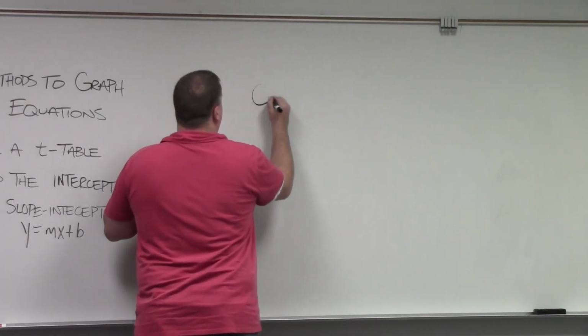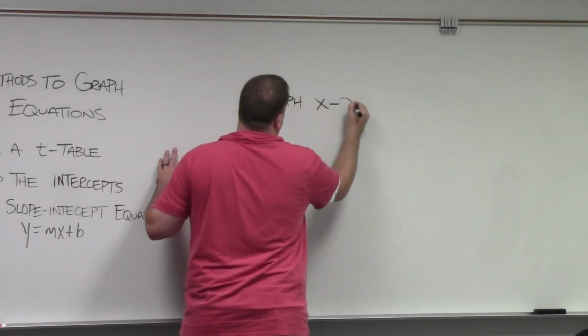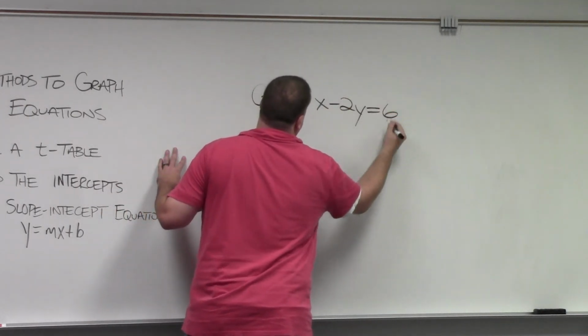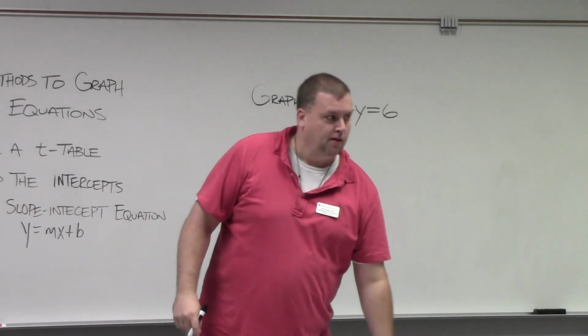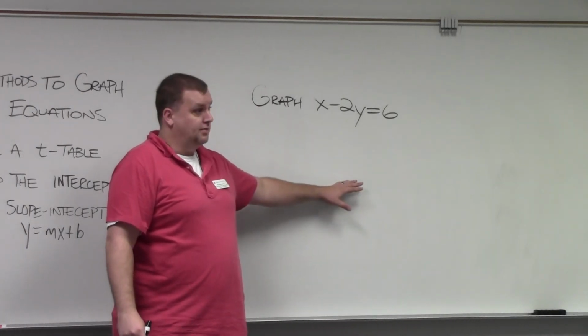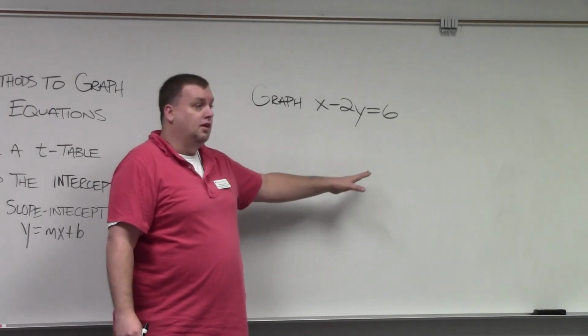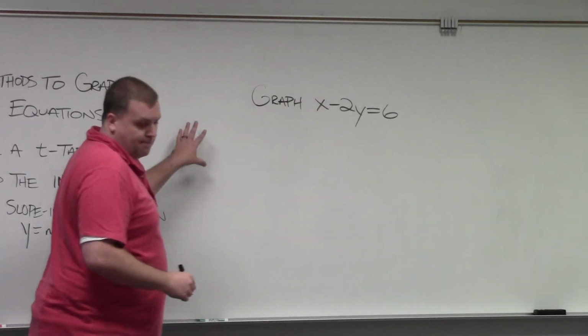Okay. So it says graph x minus 2y equals 6. Well, that equation looks familiar, doesn't it? That was the first one you did with the T-table. Even though we're using a different method, should we end up with the same line? Yes. Different points probably, but we're going to end up with the same line. We'll check it after we graph it to see if it looks exactly the same.